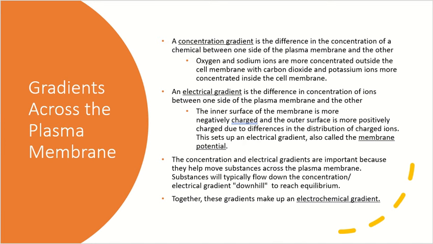So together, these two gradients, our electrical gradient and our chemical or concentration gradient, are going to make up the electrochemical gradient, this difference in charge and concentration between the two sides of our membrane.